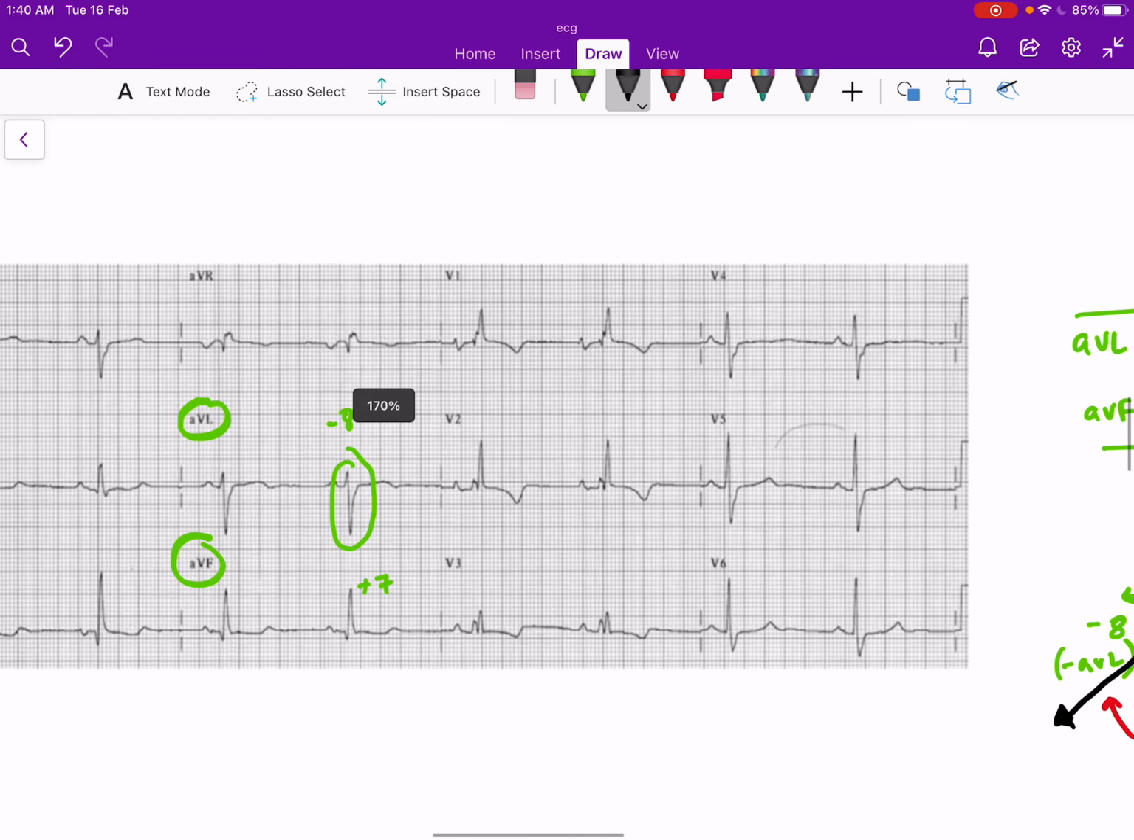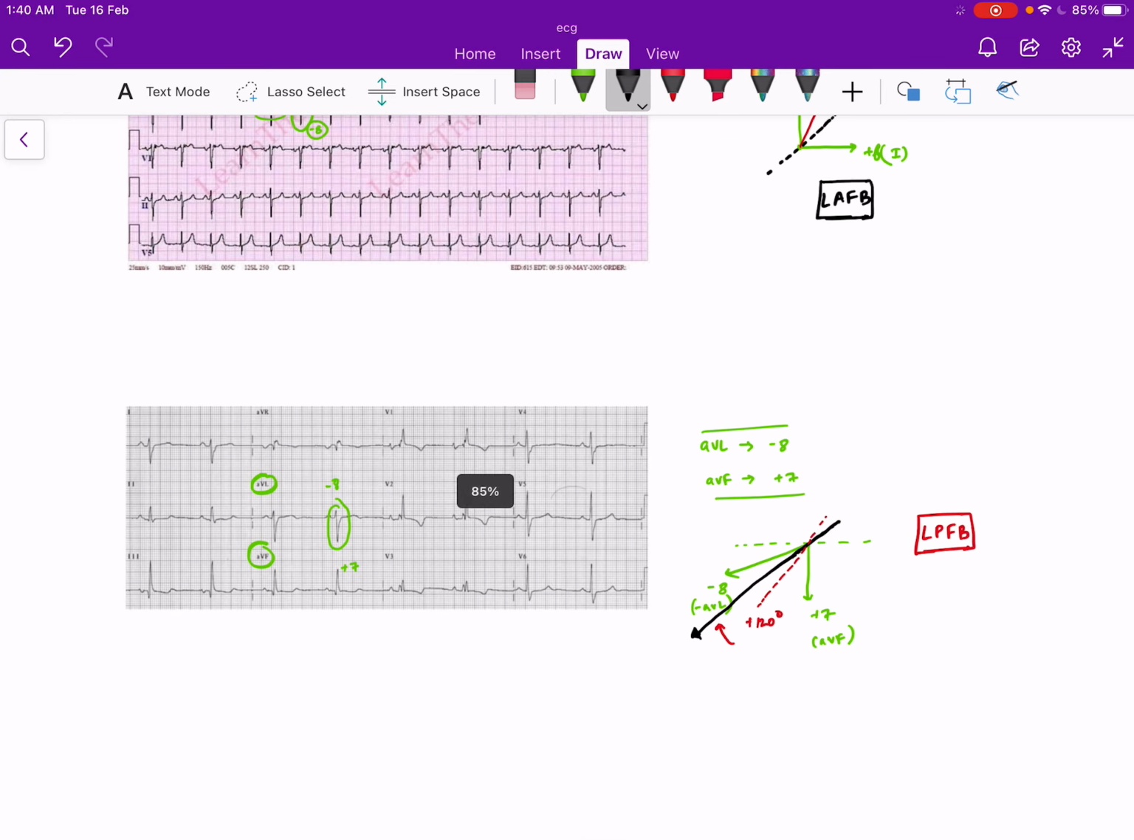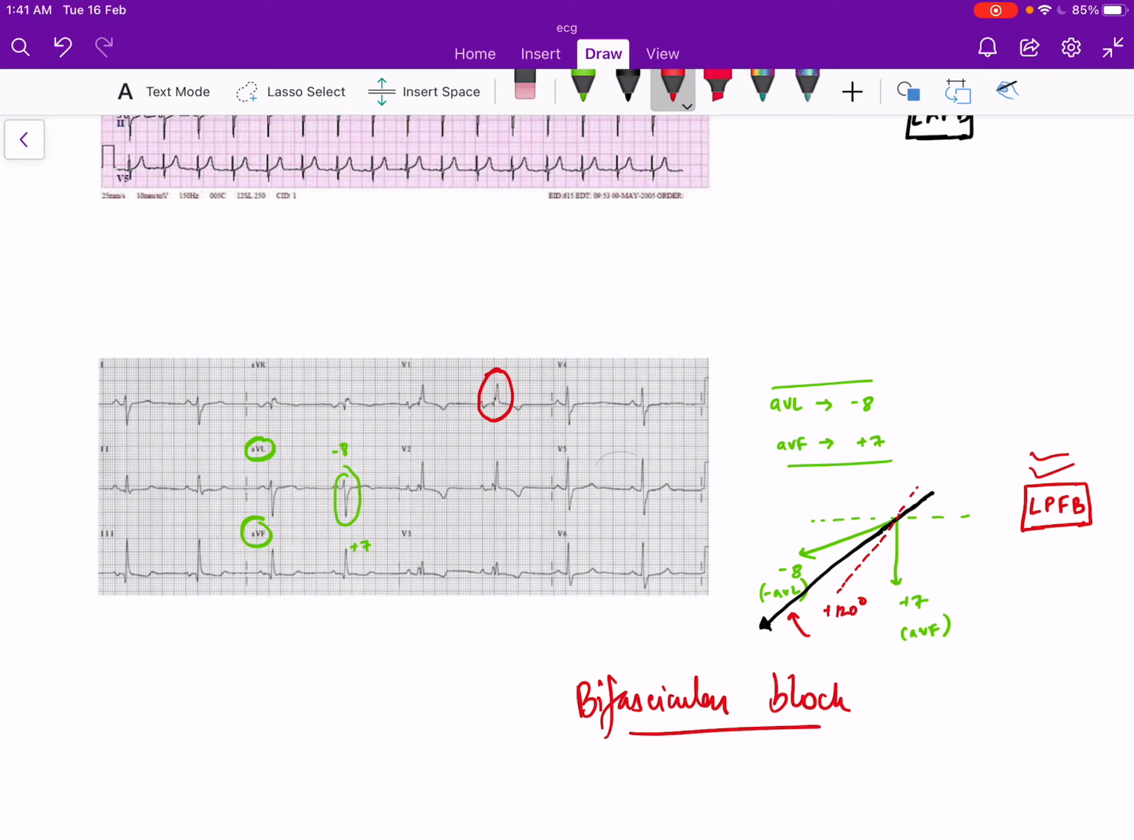In this ECG, you can see the patient has a bifascicular block. He has an RBBB with left posterior fascicular block. He has a bifascicular block, which is RBBB plus left posterior fascicular block.